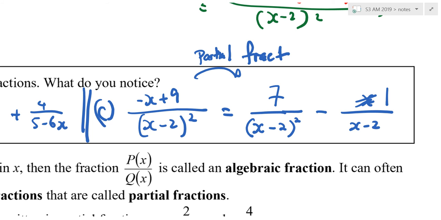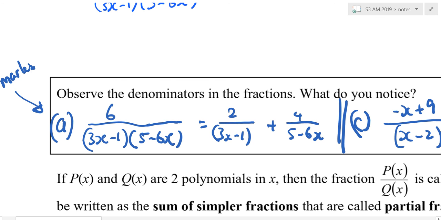Now, can you look at A since you are on here? This is a case what? Case 1. Case A. So what happened? If I break it out into fraction, I promise you, you will see A over the first linear factor plus B over the second factor. See? I never bluff you.